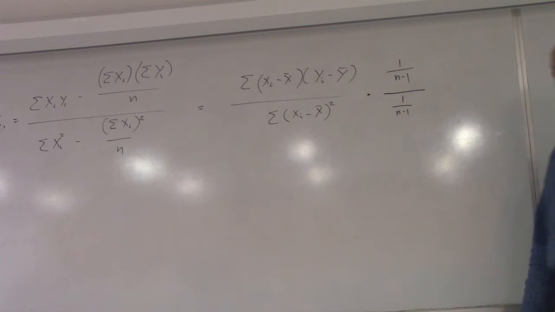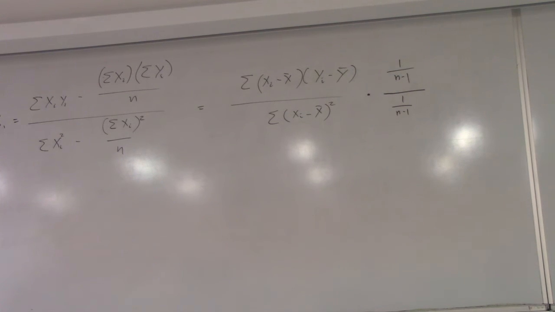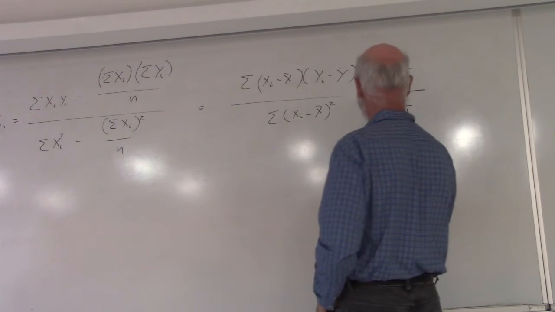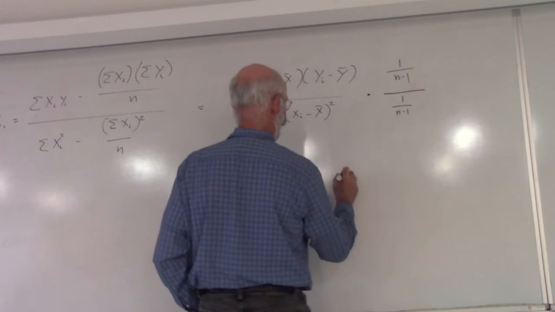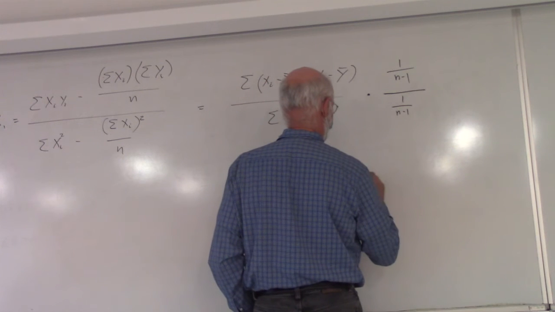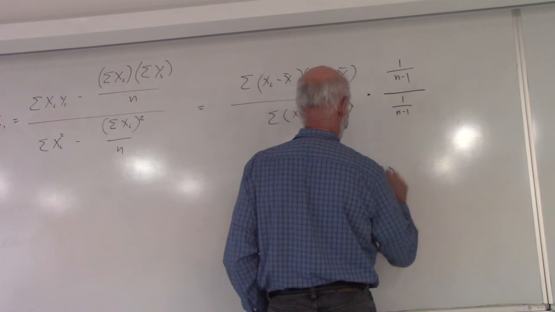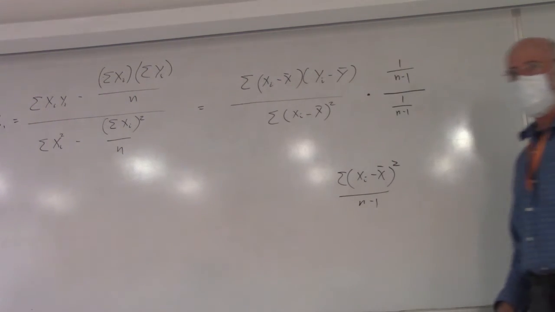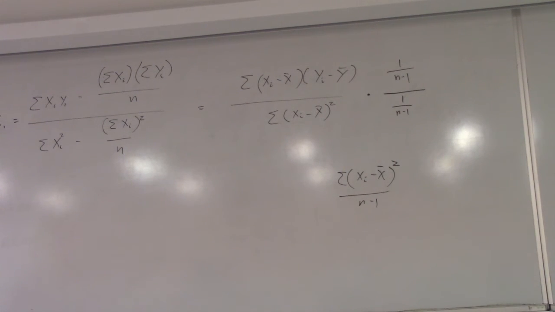Concentrate on the denominator. What do you see in the denominator? Multiply that times that. What do you get? That times that is equal to the sum of xi minus x bar quantity squared divided by n minus 1. Have you ever seen that before? Hell yeah. What's that called?